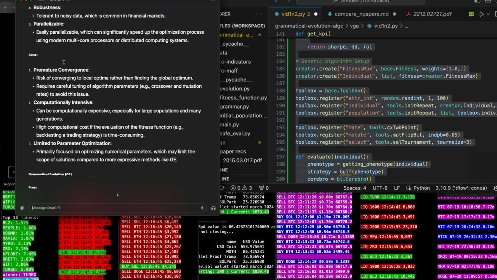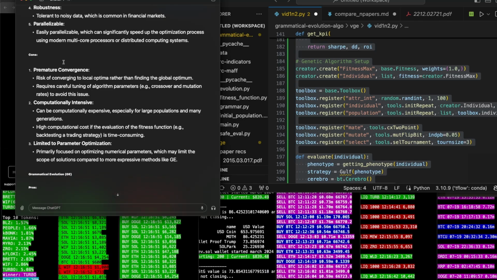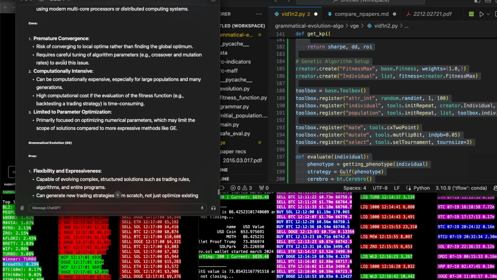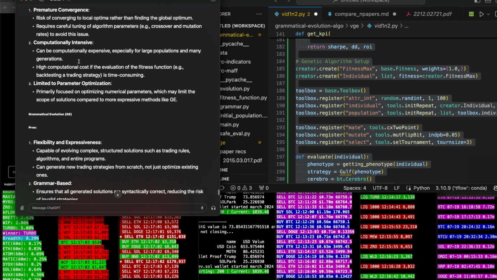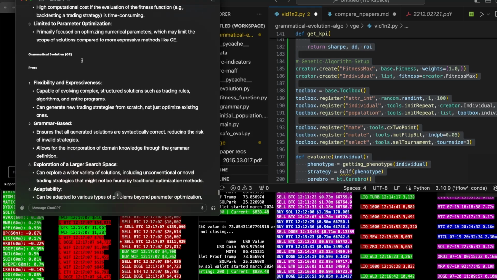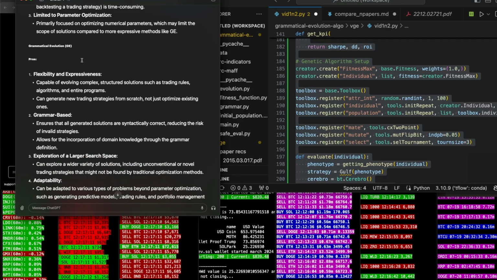Computationally intensive, can be computationally expensive, especially for large populations and many generations. High computational cost if the evaluation of the fitness function is time consuming. Limited to parameter optimization, focus on optimizing numerical parameters, which may limit the scope of solutions compared to the more extensive methods like GE, grammatical evolution.